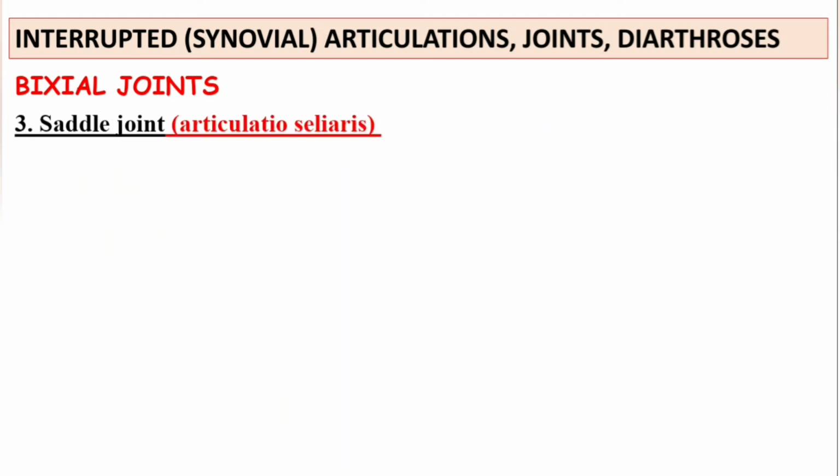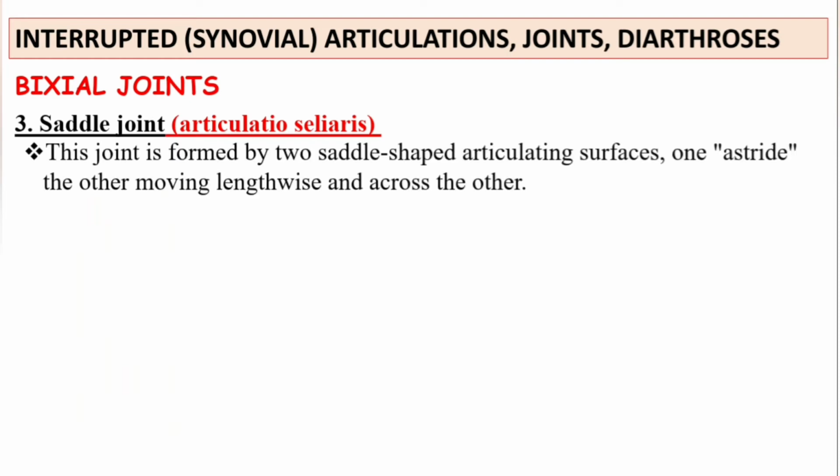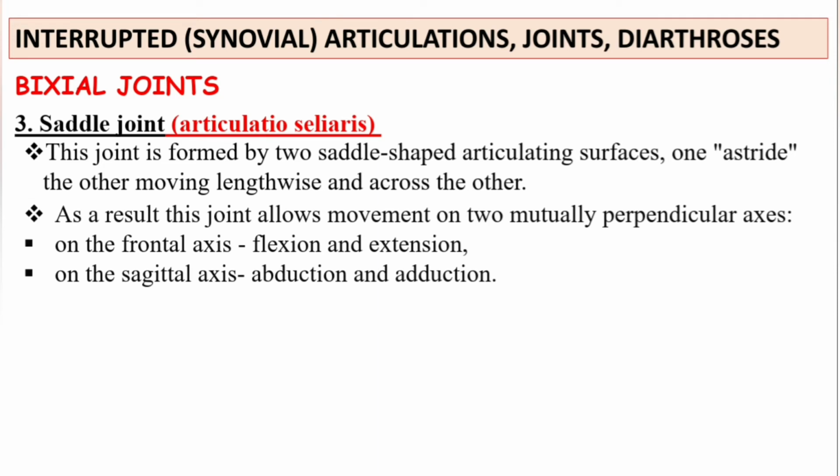And the last type in biaxial joints is the saddle joint. To remember, think of a saddle on a horse. You will see this shape is spectacular. This joint is formed by two saddle-shaped articulating surfaces, one astride the other, moving lengthwise and across the other. As a result, the joint allows movement in two mutually perpendicular axes: on the frontal axis, flexion and extension, and on the sagittal axis, abduction and adduction.